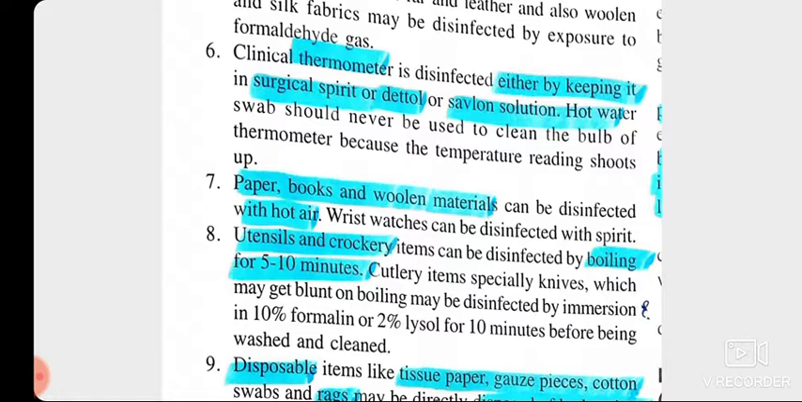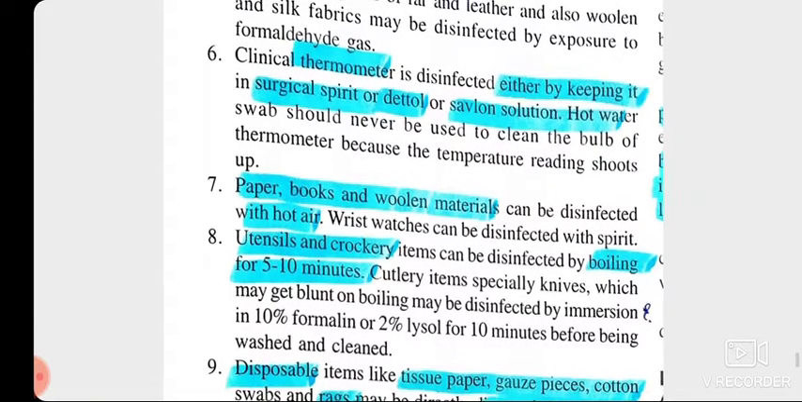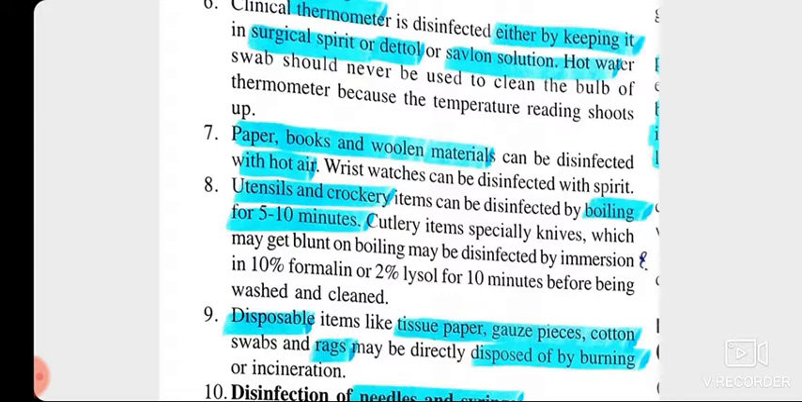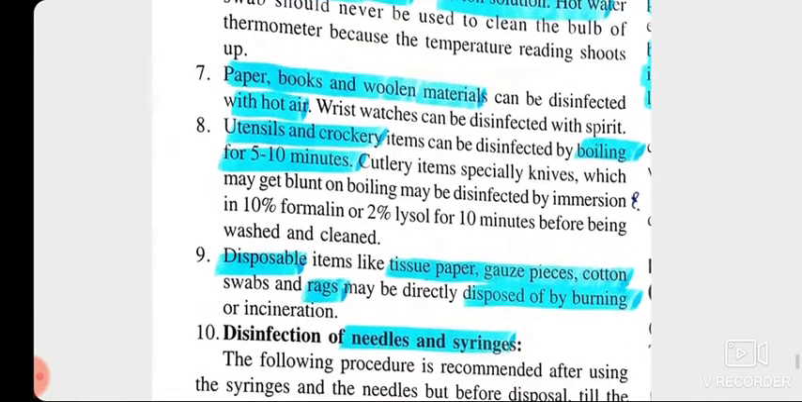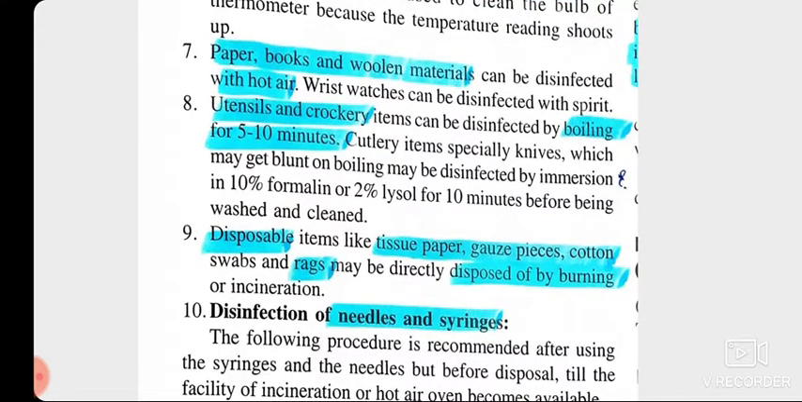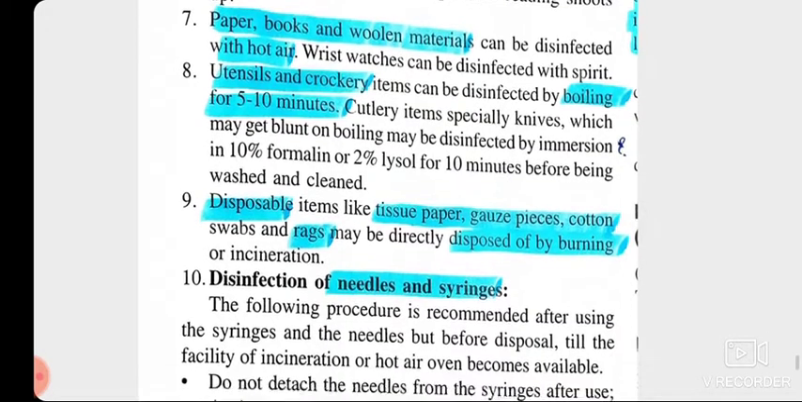Clinical thermometers are ideally kept disinfected by keeping them in surgical spirit or Dettol or Savlon. We have seen in the Savlon section that Savlon is ideally used for disinfecting thermometers. A hot water swab should never be used to clean the bulb of a thermometer because the temperature reading shoots up. So this care should be taken. Paper books and woolen material can be disinfected with hot air, and wristwatches can be disinfected with spirit.